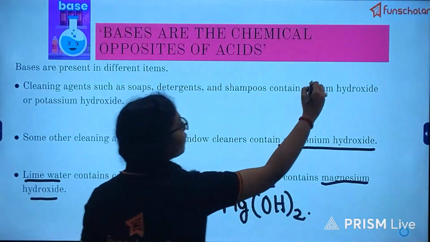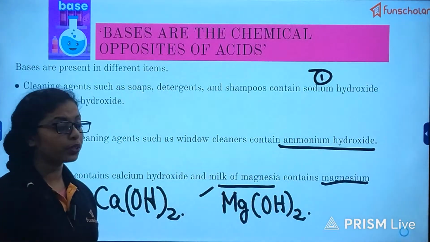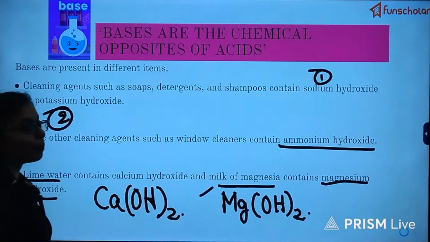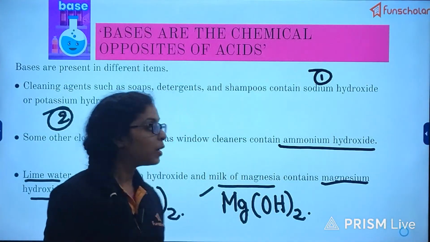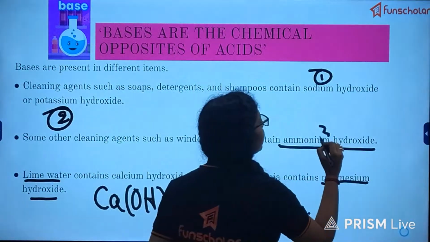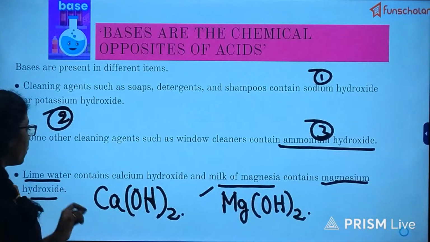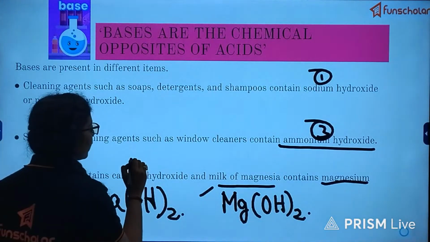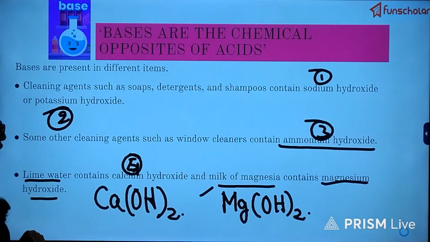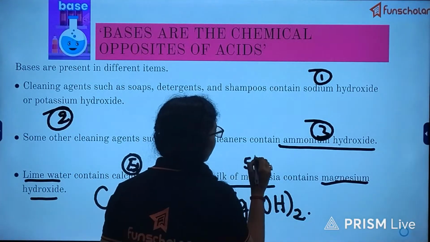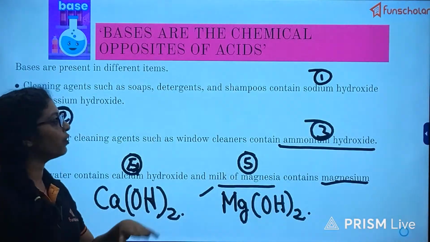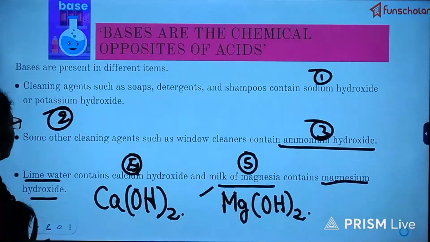One such thing is definitely caustic soda, right? Another one is potash soda. Those two are examples of strong bases. And then we have cleaning agents such as window cleaner, which has ammonium hydroxide. Then we have the most common one, calcium hydroxide. And then we have another life-saving base, milk of magnesia, which is magnesium hydroxide. So let's move to the next slide.